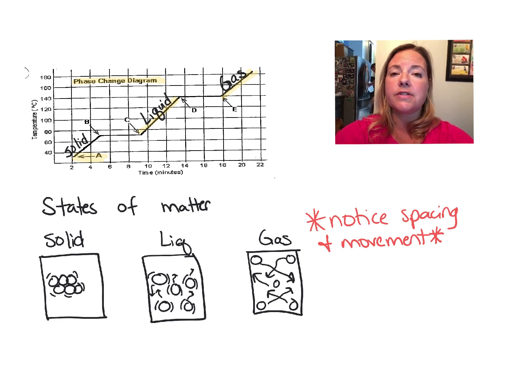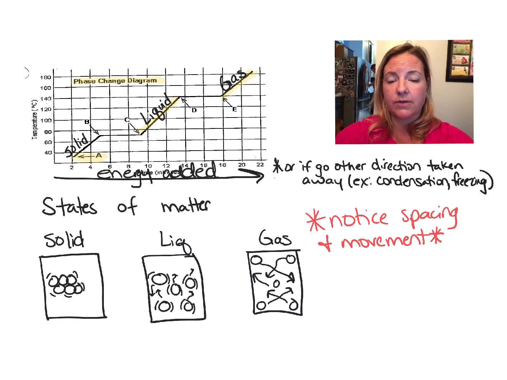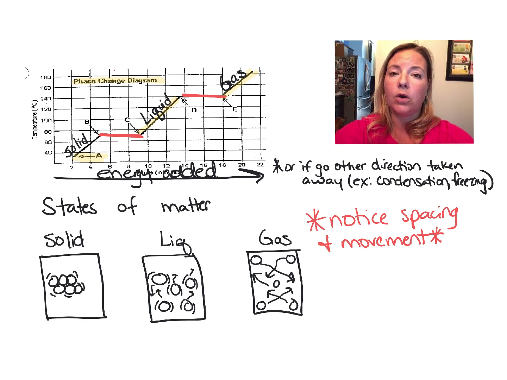We should also understand that throughout this entire time, energy is being added to the material. But when the material is going through a phase change, we don't see a change in temperature. So we look for those plateaus to know when something has reached its boiling or condensation point. We look for those plateaus to know when something is reaching its melting or freezing point.